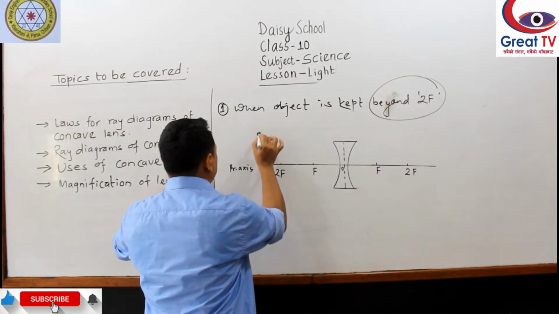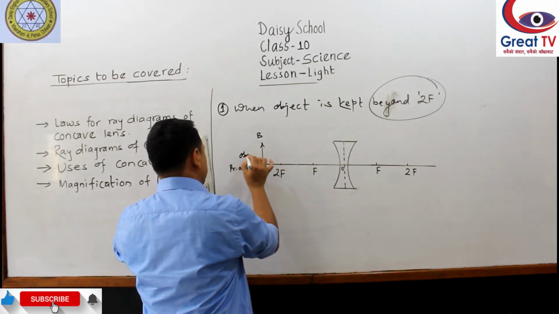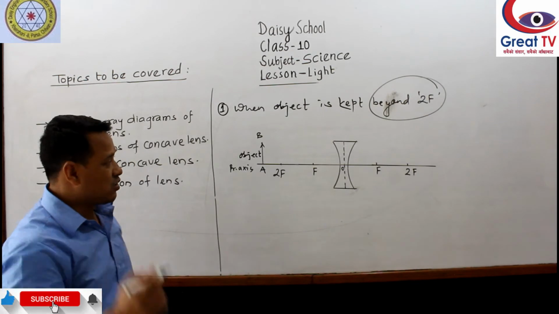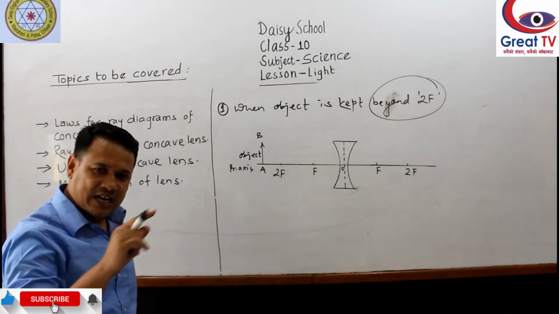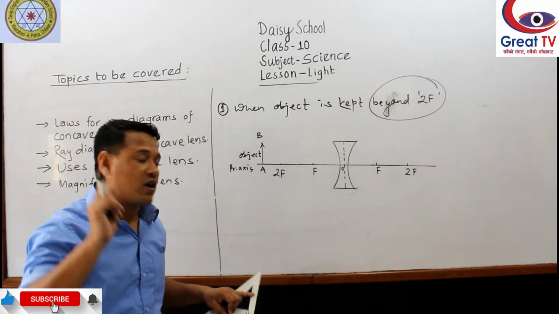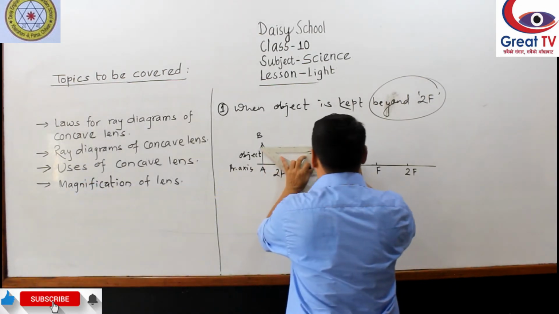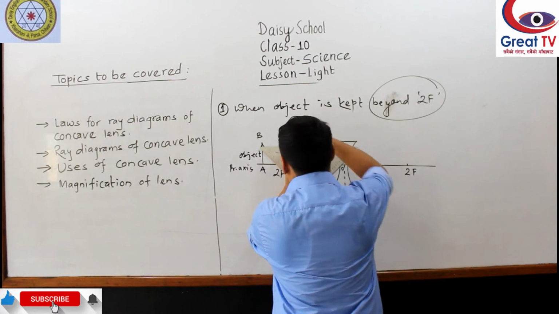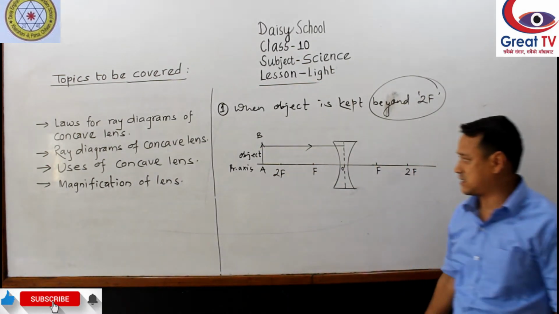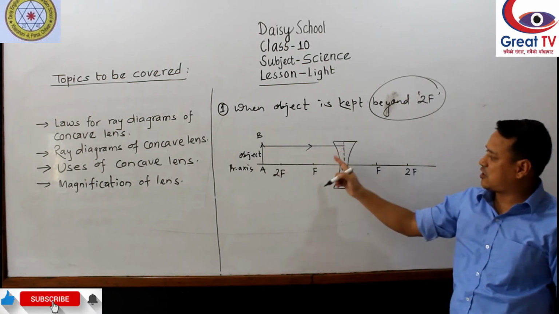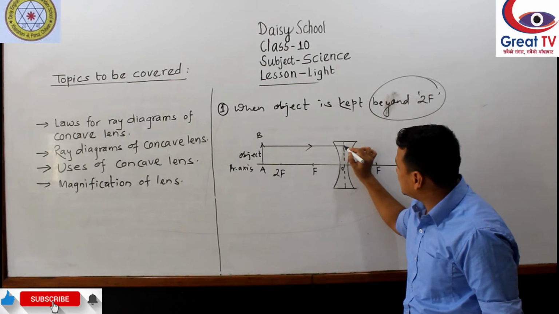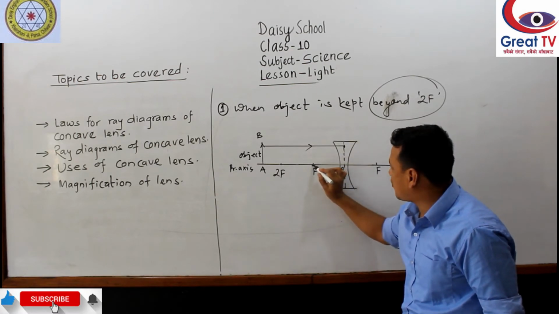Okay, AB, this is the object. First rule of concave lens: parallel light rays to the principal axis appear to diverge from the focus point. That's why draw the parallel light rays to the principal axis. This is the light ray point, this is the focus point.